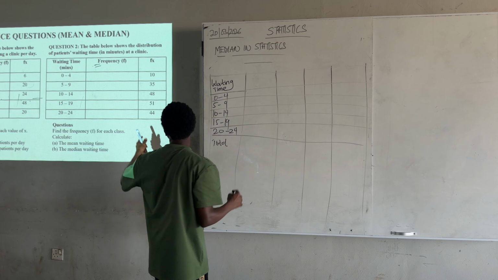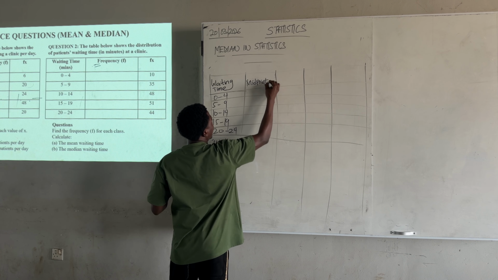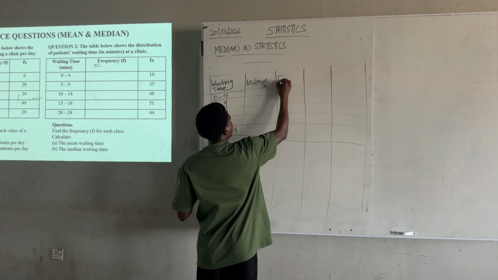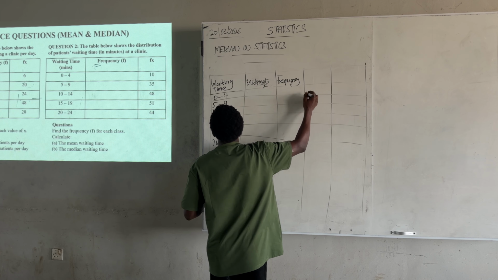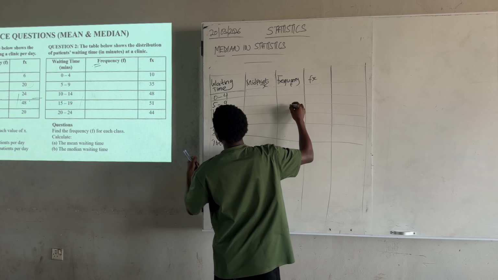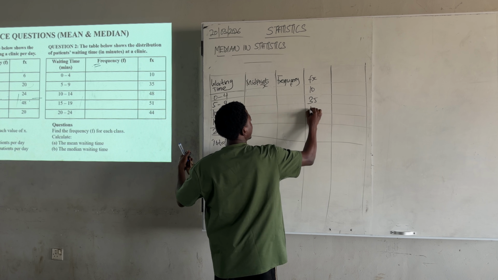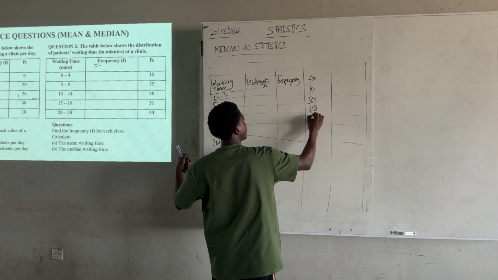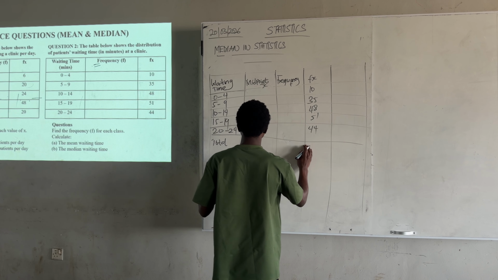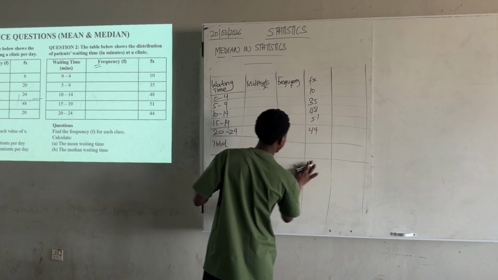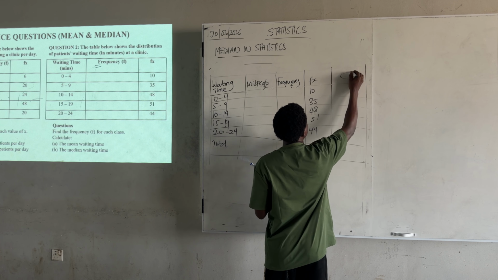So as I said earlier on, we need to find our midpoint, that's our x. Our frequency, that's our f. And we have our fx: 10, 35, 40, 48, 51, and 44. We have our CF.